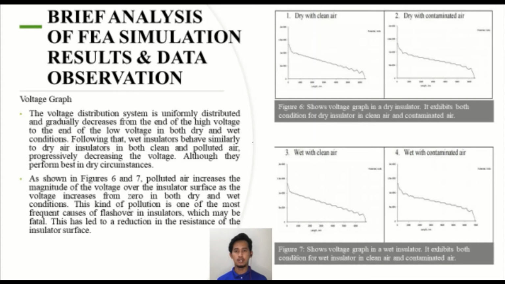As shown in figures 6 and 7, polluted air increases the magnitude of the voltage over the insulator surface as the voltage increases from 0 in both dry and wet conditions. This kind of pollution is one of the most frequent causes of flashover in insulators, which may be fatal. This has led to a reduction in resistance of the insulator surface.